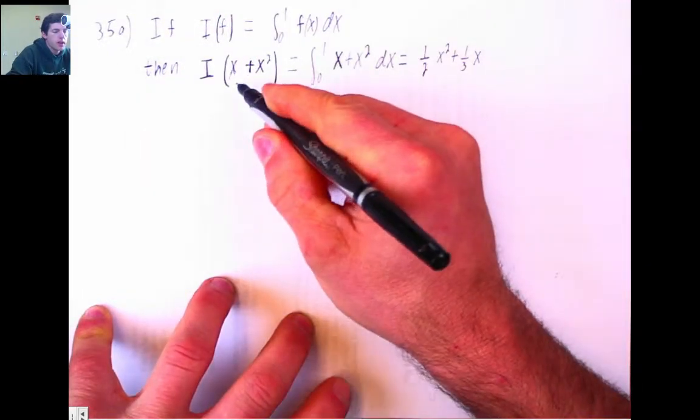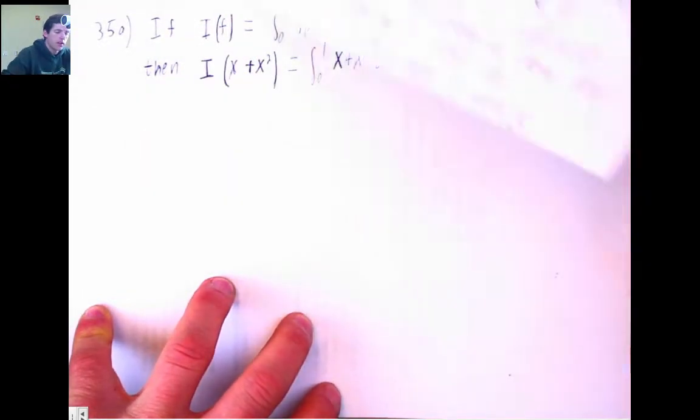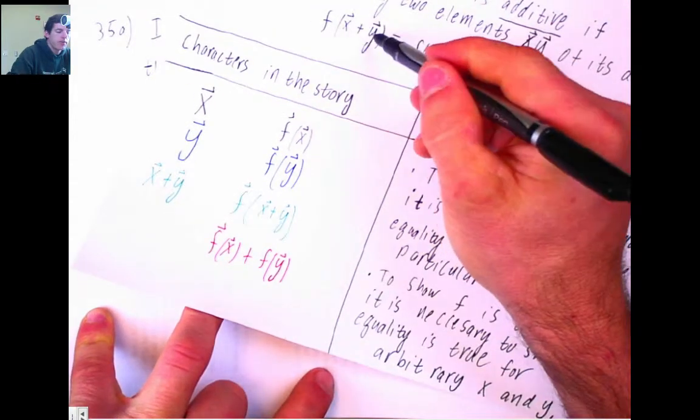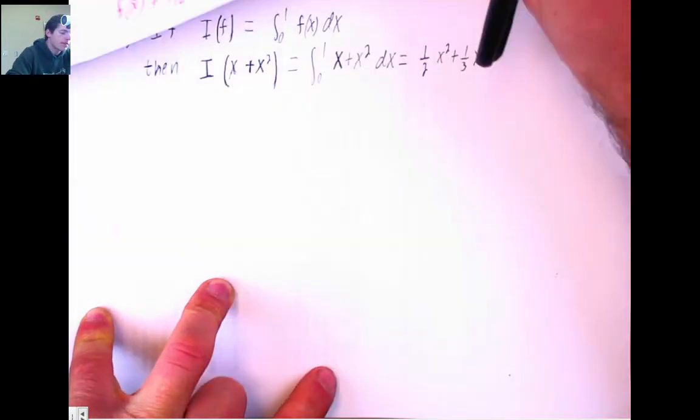I think of those as like x and y over here when I'm thinking of additivity. The x vector and y vector are then the functions x and x squared.